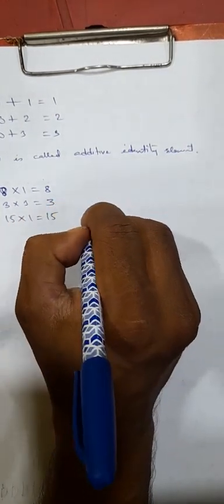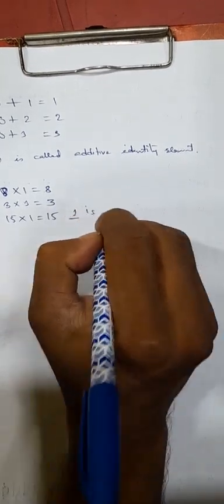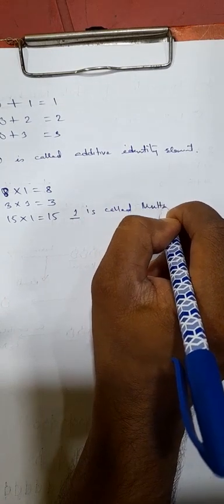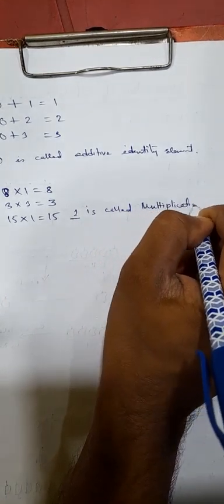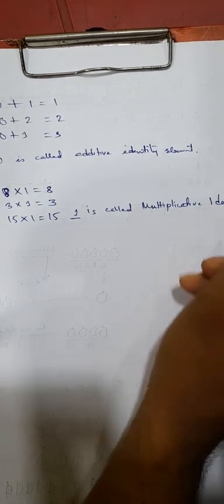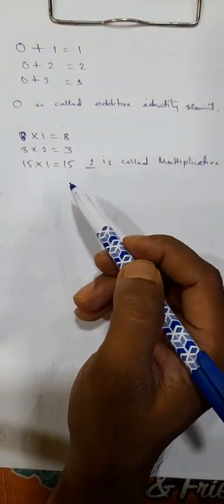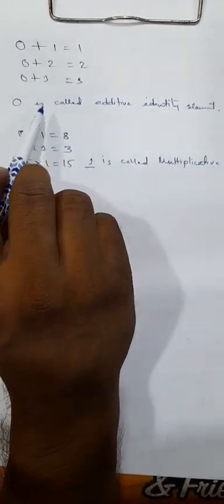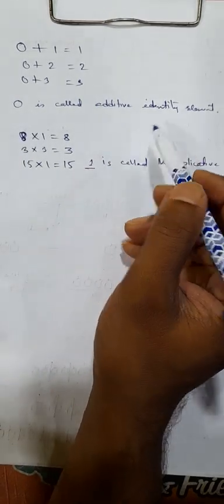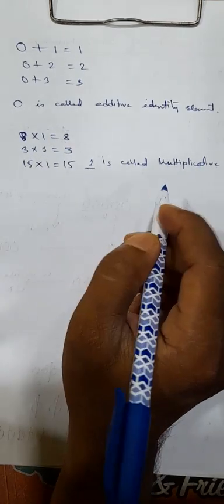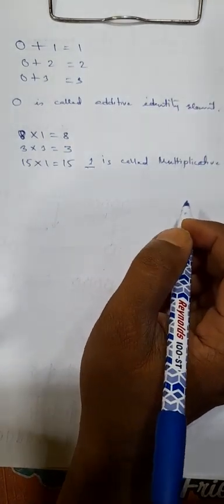So 1 is called multiplicative identity. 1 is called multiplicative identity. So there are two identities. One is with respect to the operation of addition. 0 is called additive identity element, and with respect to the operation of multiplication, 1 is called multiplicative identity.